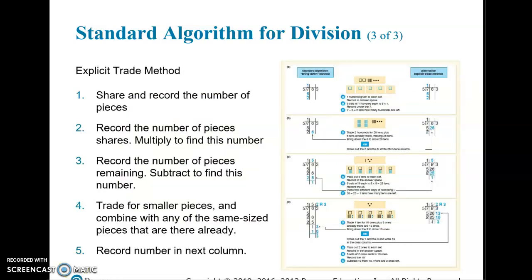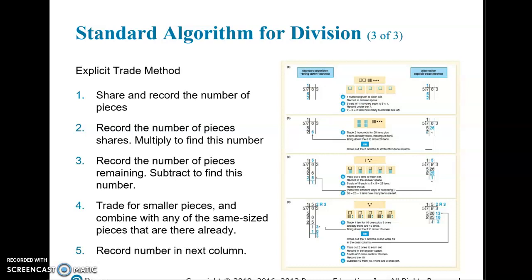On the left is the standard algorithm. To the right is the explicit trade method that matches the actual action with the models by explicitly recording the trades. Instead of bringing down, the step of the algorithm, trade pieces are crossed out, as is the number of existing pieces in the next column. The combined number of pieces is written in this column using, in this case, the 2-digit number.